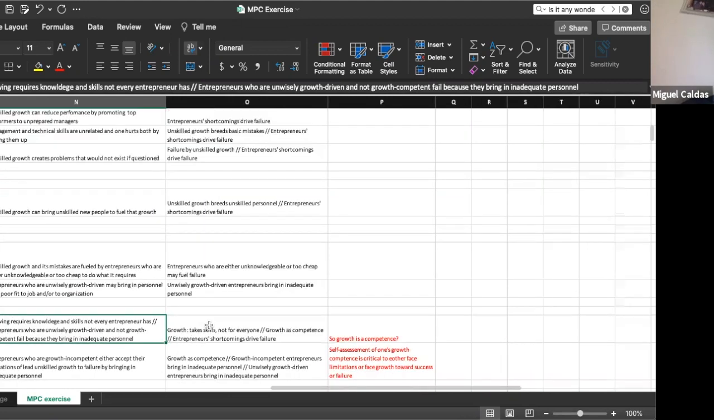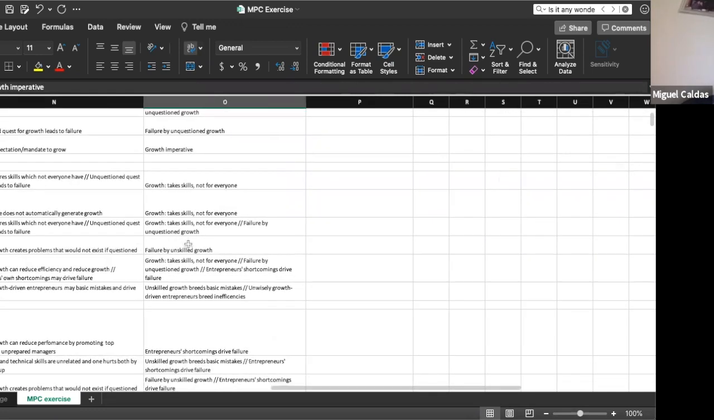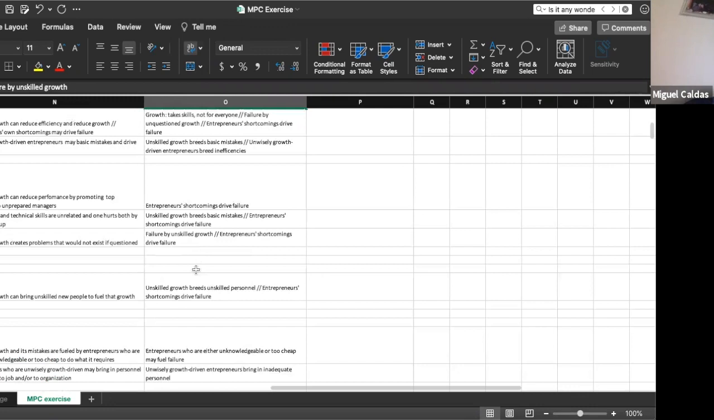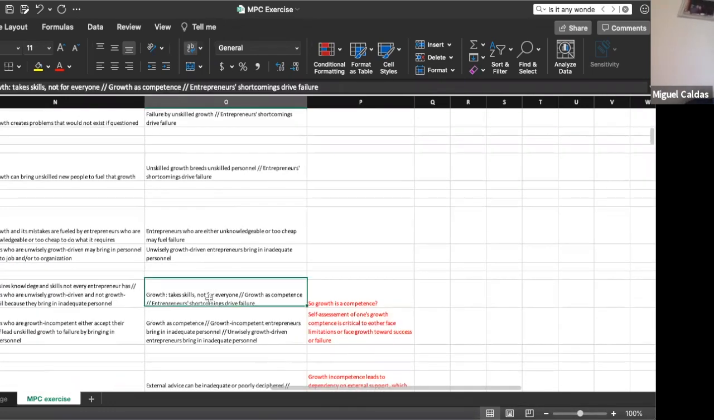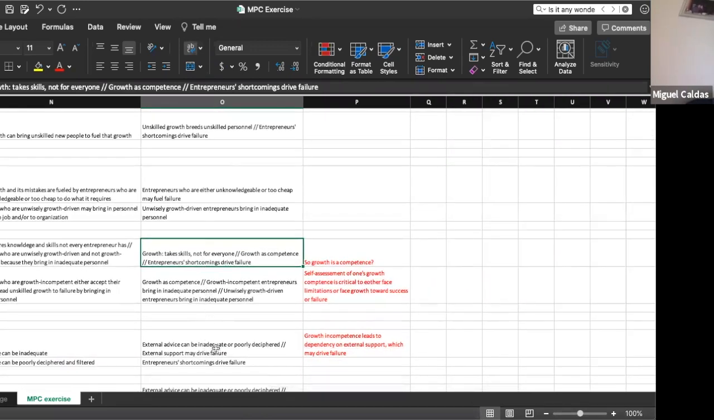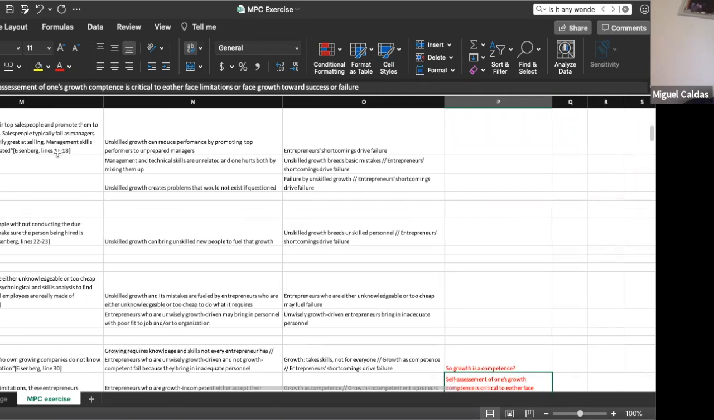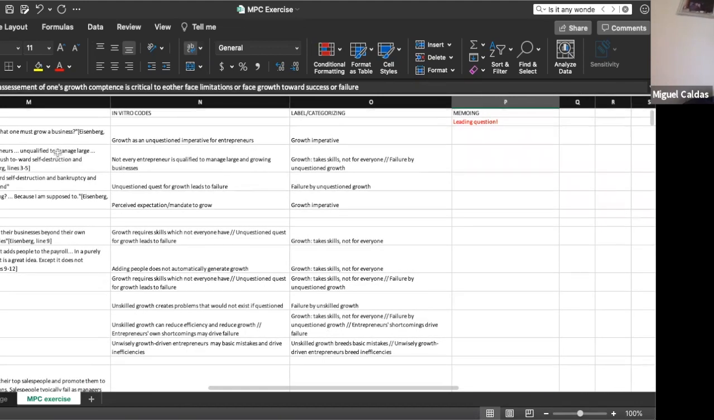And then here is where I started to combine some of these and recurrent themes that I heard. The growth imperative is one, the failure by unskilled growth, or entrepreneurial shortcomings drive failure, entrepreneurial shortcomings, again, or external support may drive failure, that sort of thing. And here I started to think of some relations. Now, what I'm asking is, are these codes or am I over-interpreting?